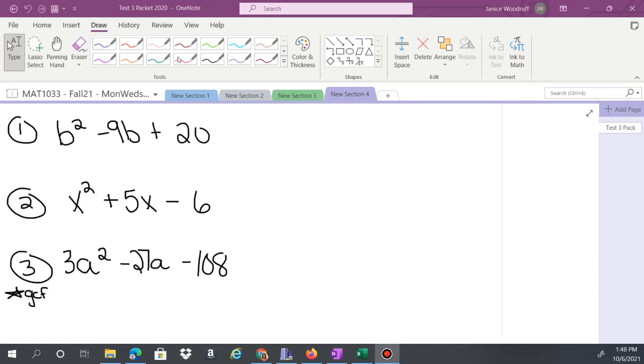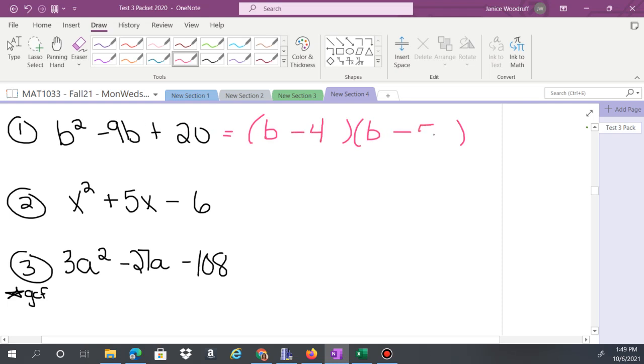All right, what did we get for number 1? -4, -5. So we do parentheses, b and b. And we say multiplies to 20, adds to -9, -4, -5. -4 times -5, positive 20, -4 minus 5, -9. Good. All right, number 2 is a tricky one because there's actually 2 things here that could work.